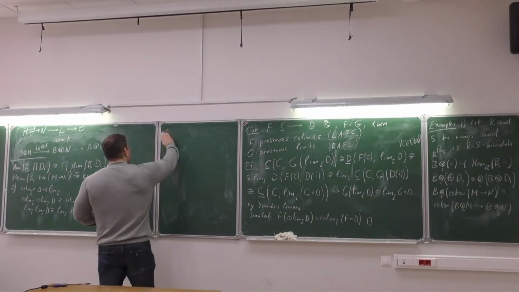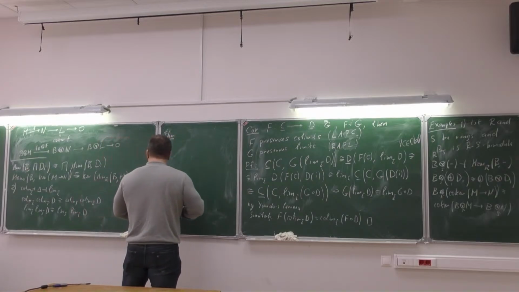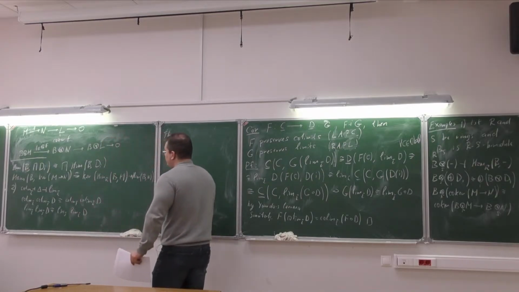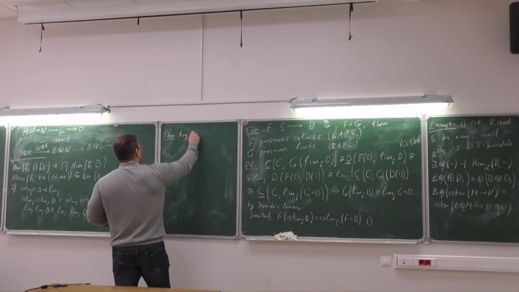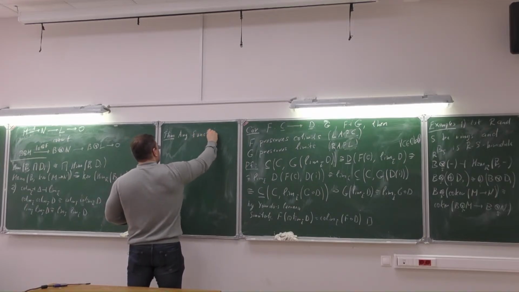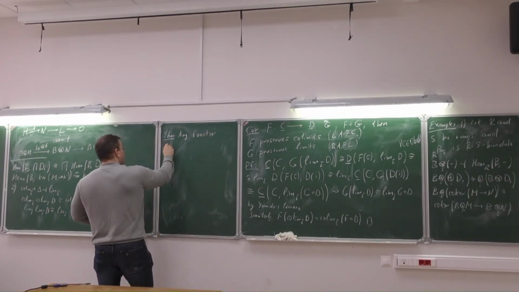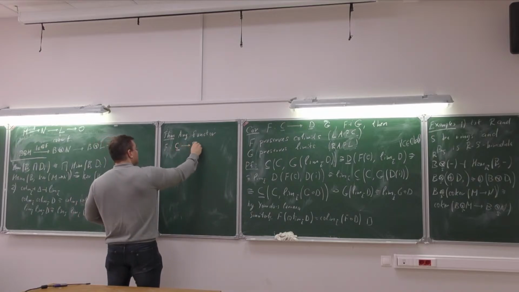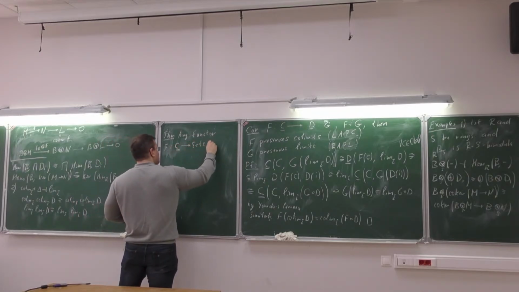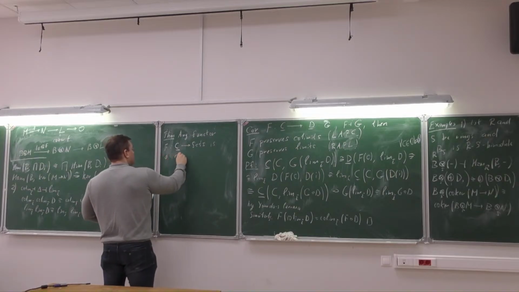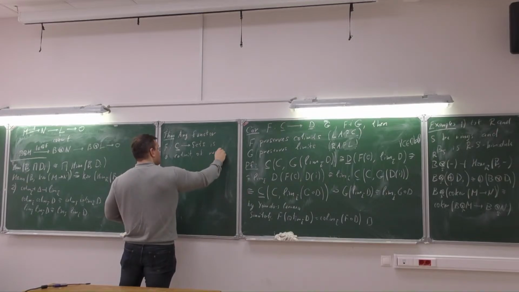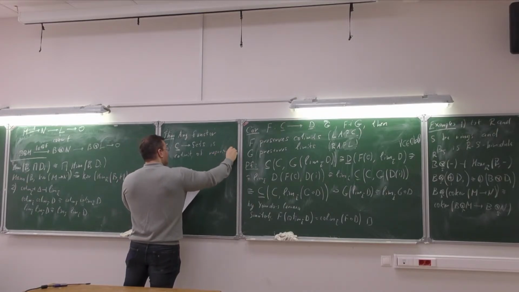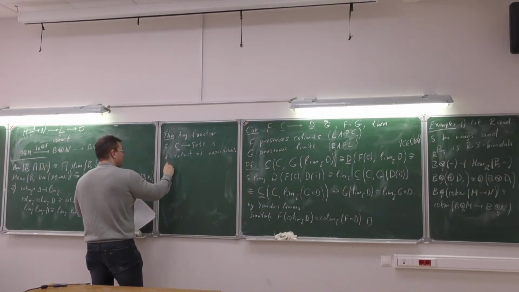So now I want to prove the following theorem. There is another relation between the limits and functors. Any functor F on any category C to the sets is a colimit of representable functors.